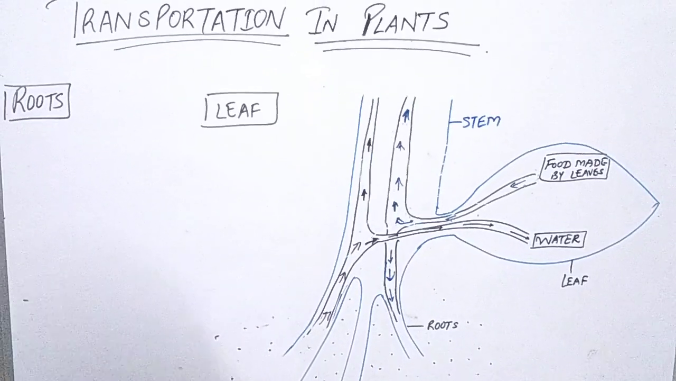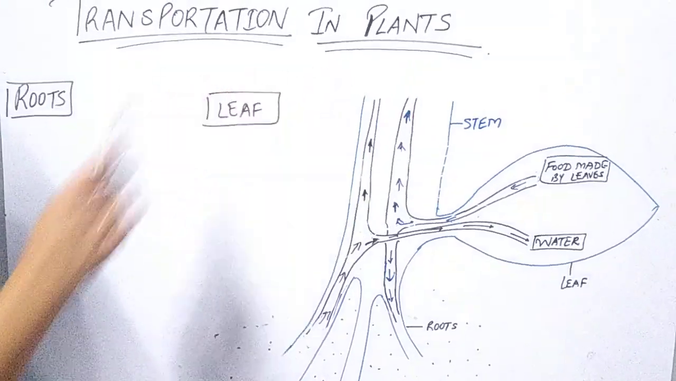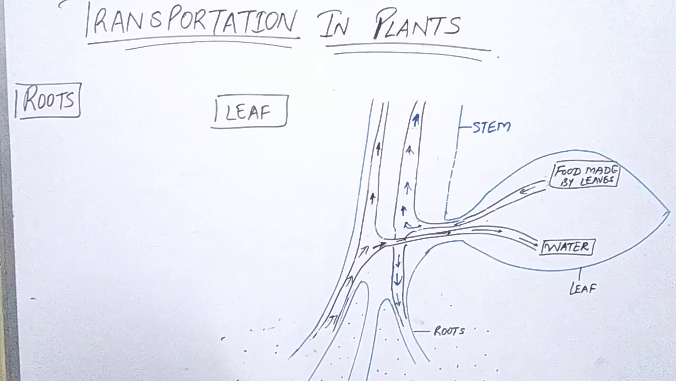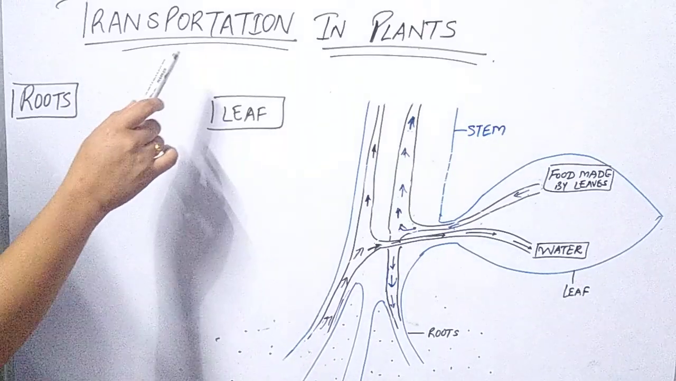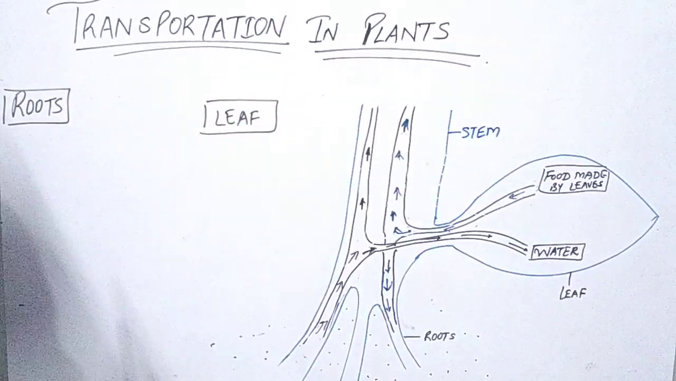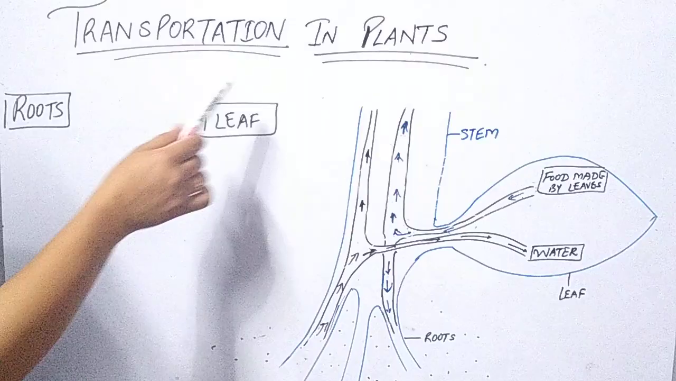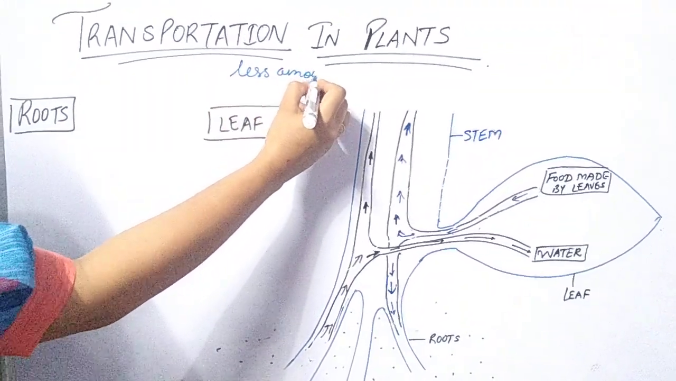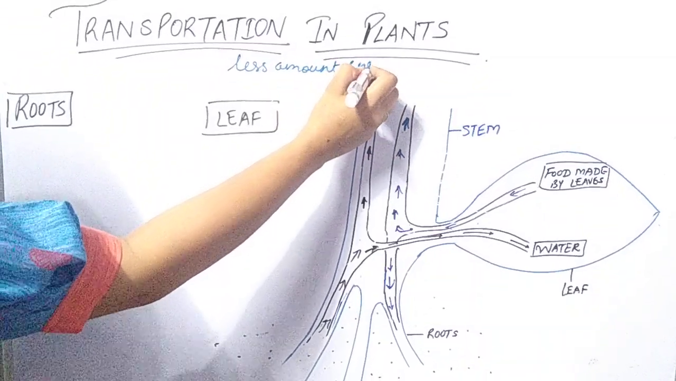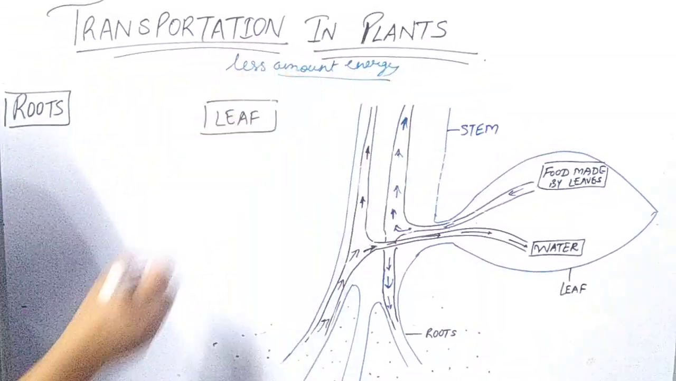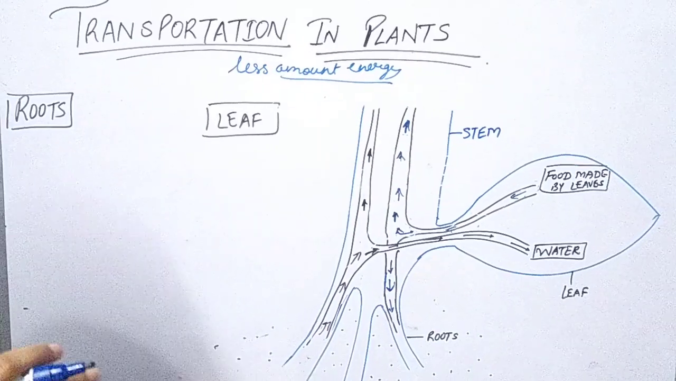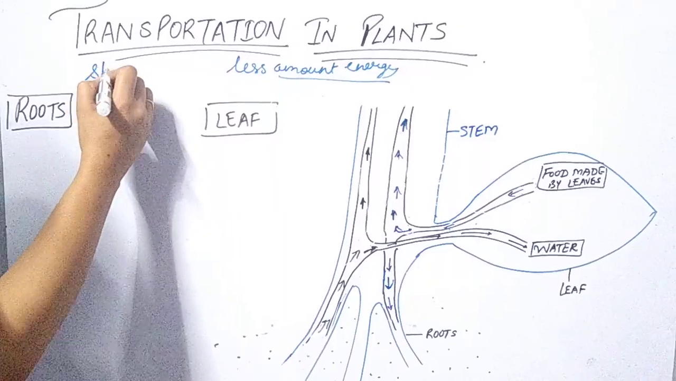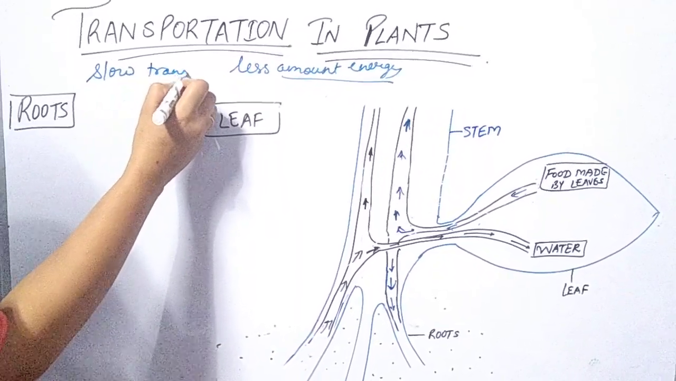Yes, hello students. Let us discuss transportation in plants. As we have completed in previous videos, transportation in human beings. Now, transportation in plants is slightly different from transportation in animals, as plants require very little energy. They require very little energy because they are immobile and their metabolic activities are also very slow. That's why they need a slow transport system.